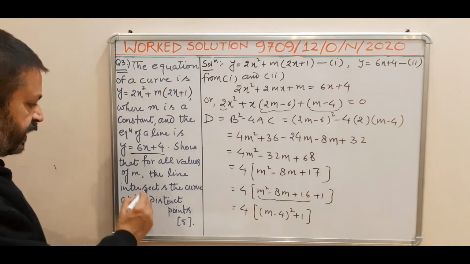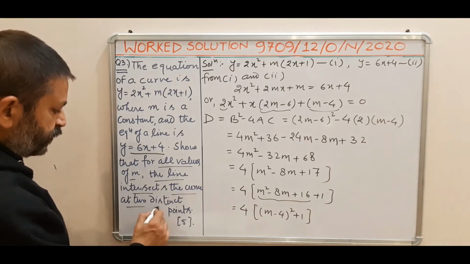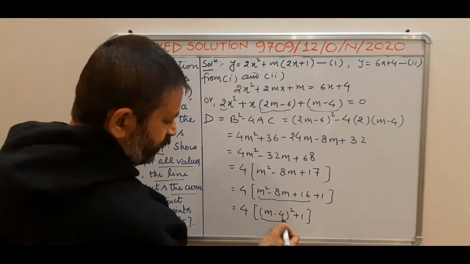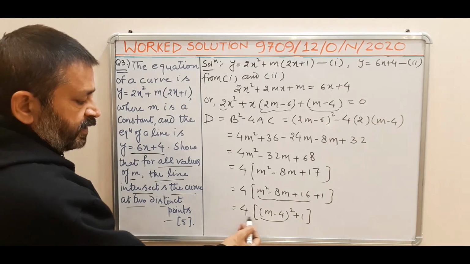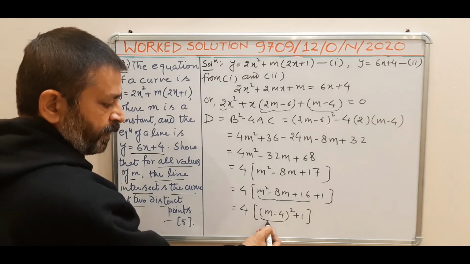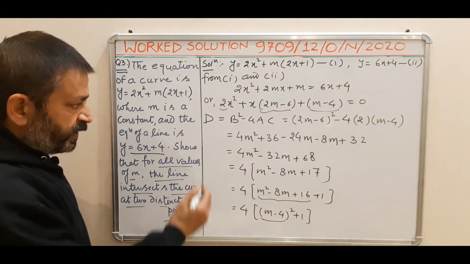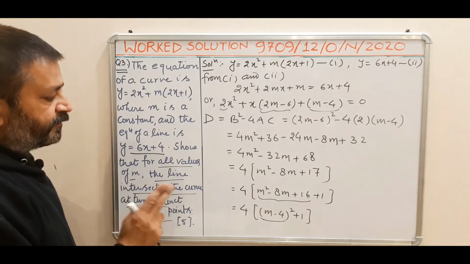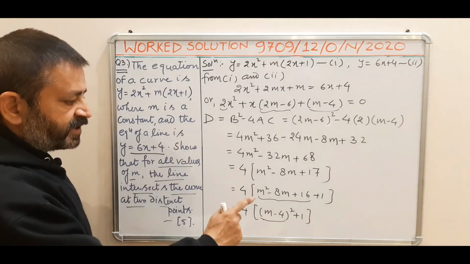Why are we doing this? Because we have to show that for all values of m, the line intersects the curve at two distinct points. If you look at this expression, it's a square of something. So whatever value m has, positive or negative, every time we are going to get a positive value here. So the discriminant D is positive. When D is positive, the line is intersecting the curve at two distinct points. This is the condition: the discriminant must be greater than 0.